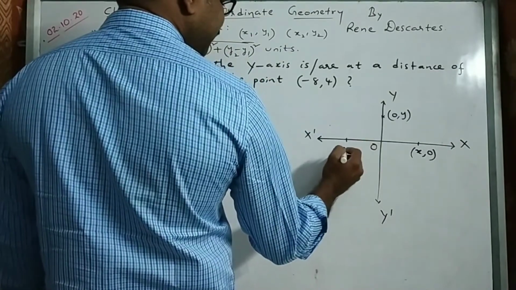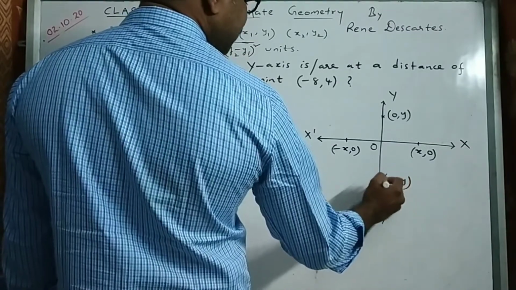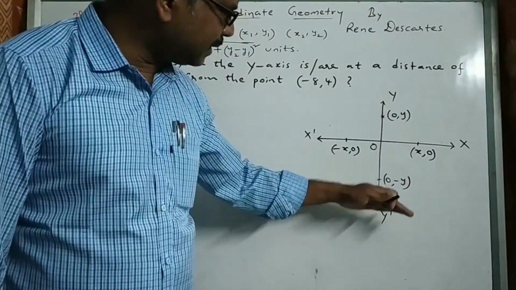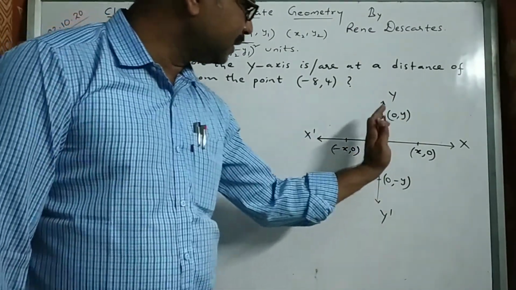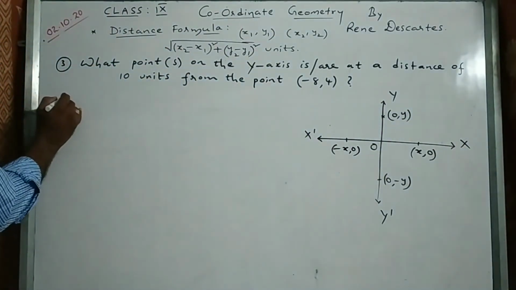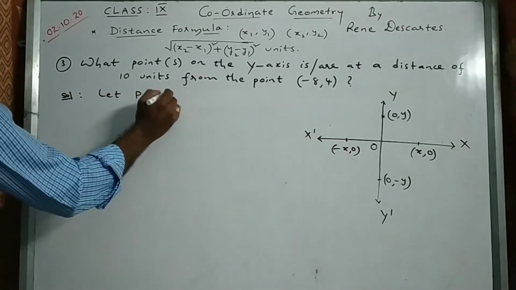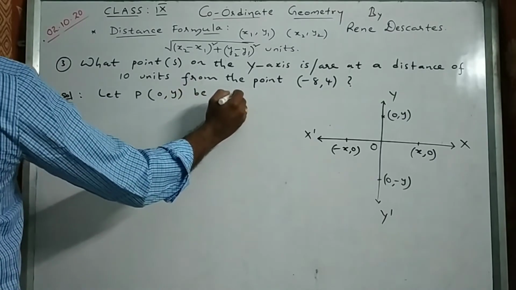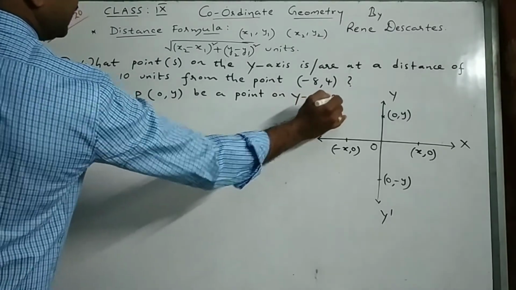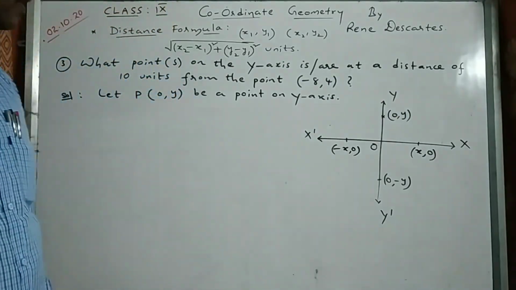If you take this side, we will take minus x comma 0. Suppose if you take here 0 comma minus y. So it depends on it: positive x-axis, negative x-axis, positive y-axis, negative y-axis. So let me take P of 0 comma y as a point on the y-axis, because they said here what point on the y-axis.